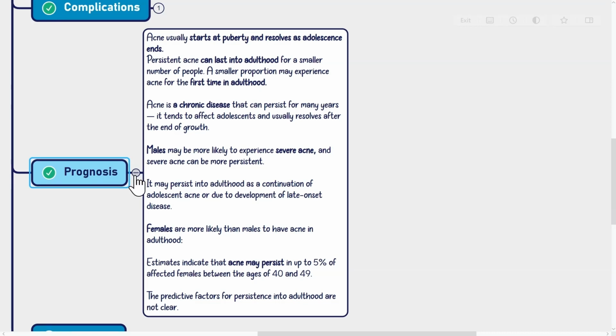Males may be more likely to experience severe acne, and severe acne can be more persistent. It may persist into adulthood as a continuation of adolescent acne or due to development of late-onset disease. Females are more likely than males to have acne in adulthood. Estimates indicate that acne may persist in up to 5% of affected females between the ages of 40 and 49. The predictive factors for persistence into adulthood are not clear.